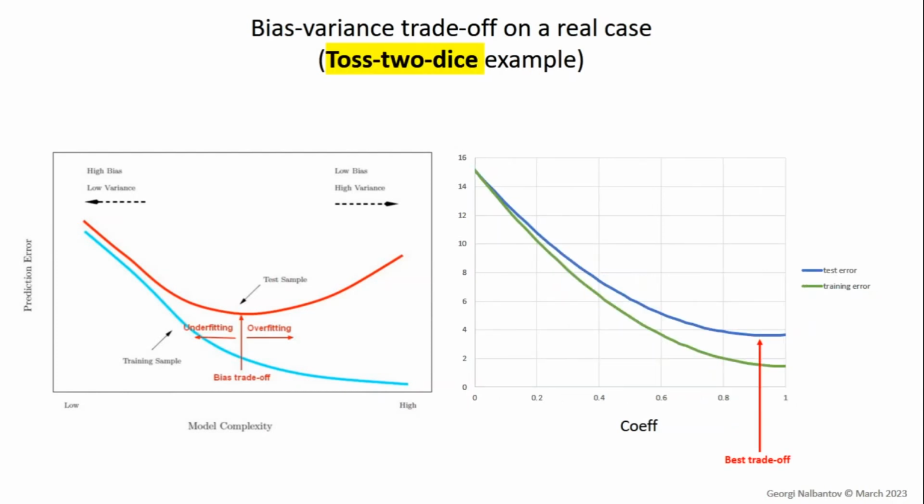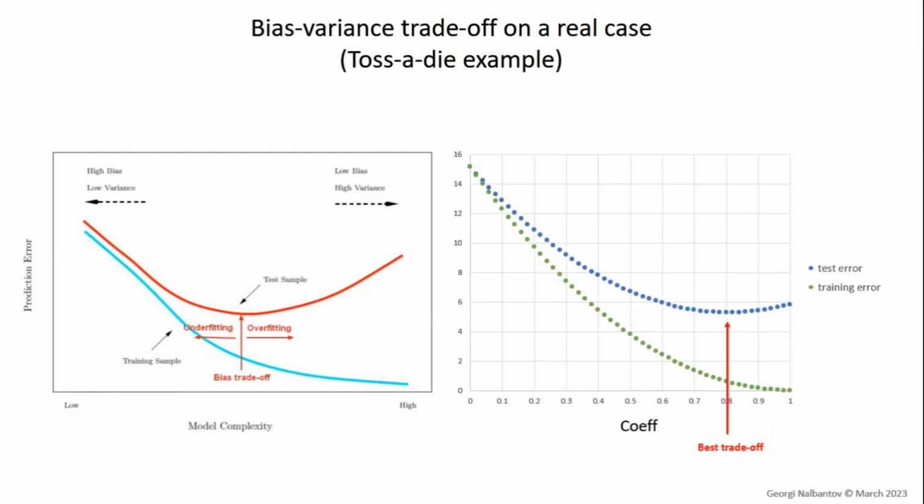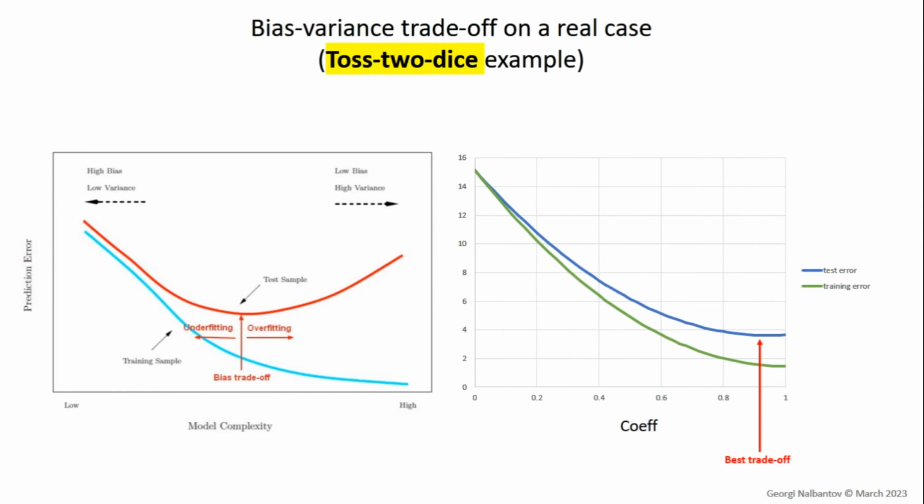What about if we toss 2 dice? Then the training error looks a little bit different, and the best trade-off goes a little bit closer to 1. So the bigger the training set, the closer to 1 is our optimal coefficient, and it will be 1 when our training set is actually the population. But in this case, we just compute the average.